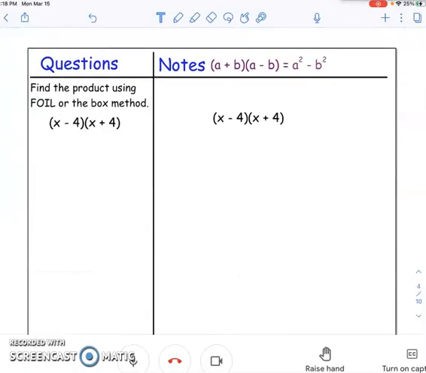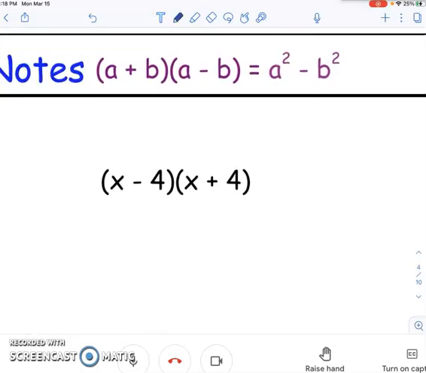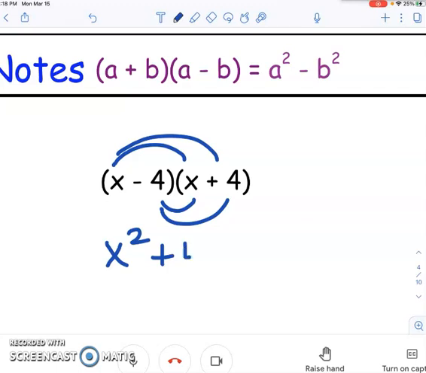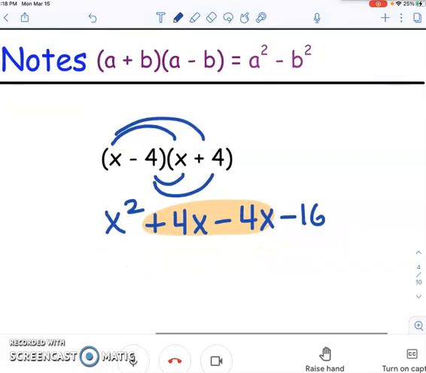All right, so the first one says find the product using FOIL or the box method. So we're just going to use FOIL. x times x is x squared. x times 4 is 4x. Negative 4 times x is negative 4x. And negative 4 times 4 is negative 16. So what happens when we multiply these together is these like terms here in the middle, positive 4x and negative 4x, are opposites. So they actually cancel out, leaving us with just x squared minus 16.